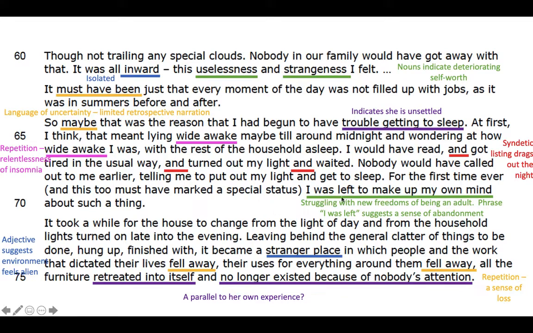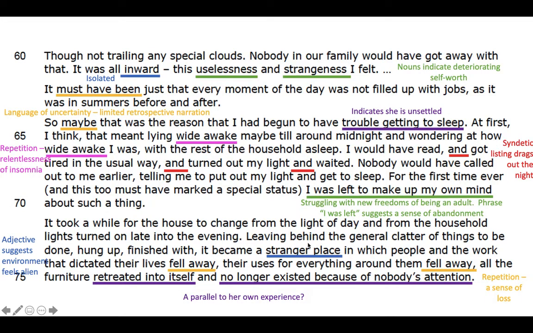You might argue "I was left," as a phrase, suggests she feels a little bit like she's being abandoned, and she's not. It's just that she's been so used to her life being so structured and being told what to do by her parents. And again, does that have a mental impact on her? And again, this increasing sense that everything feels very alien to her. She talks about her home feeling like a stranger place. And this is talking about at night.